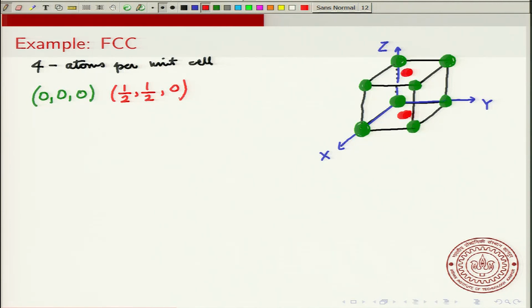And you can see what are the remaining 2 atoms that I need to consider. I will consider one in the yz plane, right here, at the center of this face, and that will be reproduced right in the center of the opposite face. And this atom has coordinates: the x coordinate is 0, the y coordinate is half, the z coordinate is half.